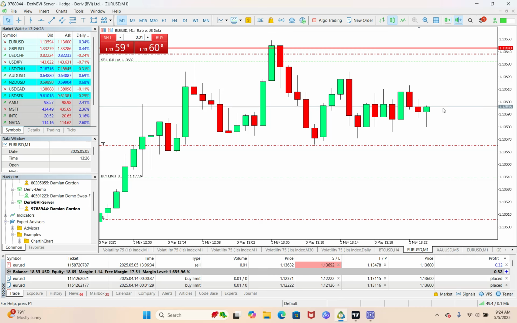Buyers with another push to the upside. Sellers are trying to fight them off. Sellers are resisting buyers at the moment. Oh wow, sellers with a big dip. Oh wow, sell pressure. Sell pressure is on.